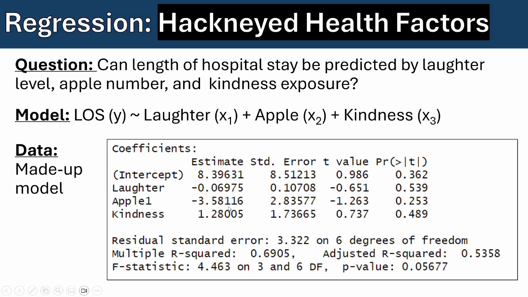Essentially, what we see here is that none of this is significant, but laughter and apple are negatively associated. That means the more laughter or the more apple you have, the shorter your hospital stay, you get better faster. And then kindness is positively associated. So kill them with kindness. The more kindness you're exposed to, the longer you have to stay in the hospital, the worse your morbidity is.